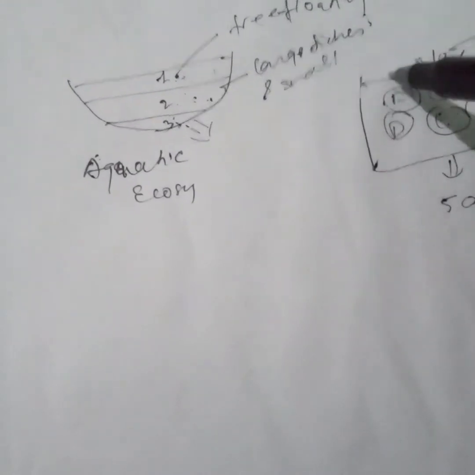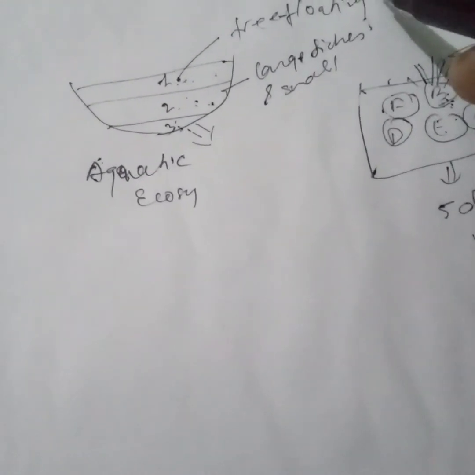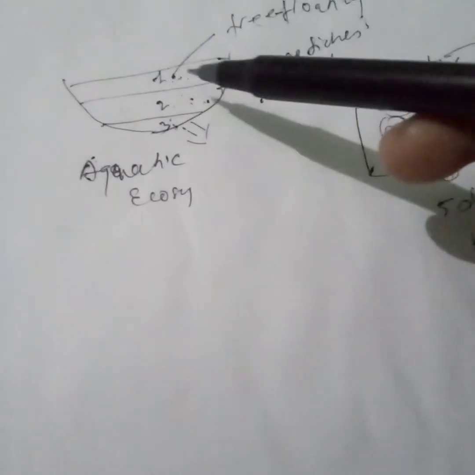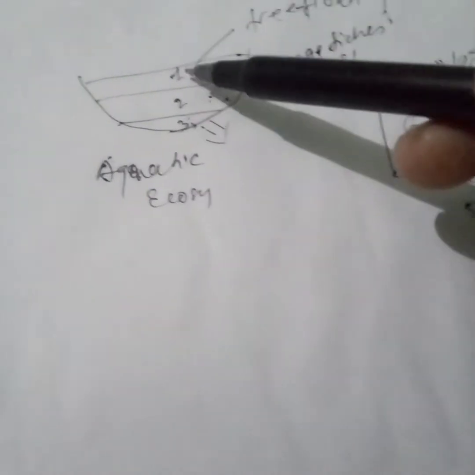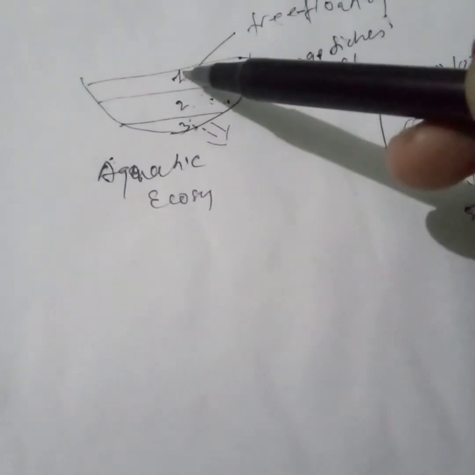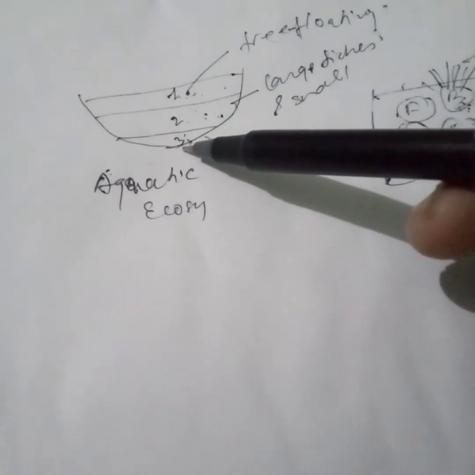So in this ecosystem, what will we study? We will study the various kinds of species which occur in each different trophic level. That's why in an ecosystem we study the different kinds of species which are generally found at different trophic levels of an ecosystem.